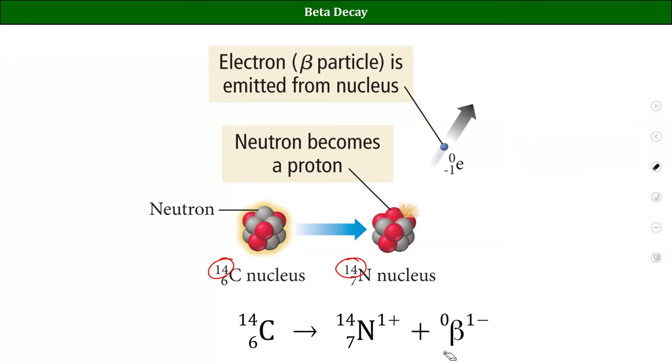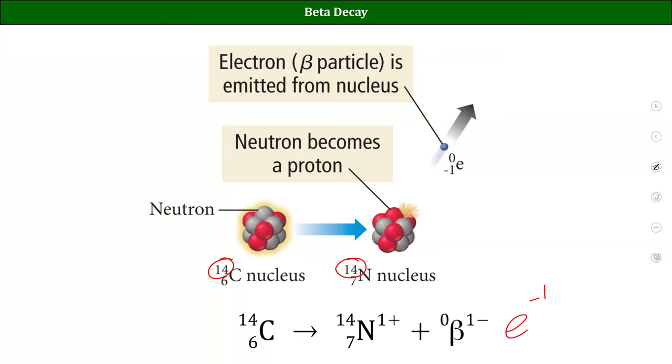The fact that it's written as a beta particle instead of just writing an electron is because this is indicating specifically that it came from the nucleus, not that it came from some other random chemical reaction, like a redox reaction. It's not a redox reaction. It's a nuclear reaction where you're actually converting a neutron into a proton.